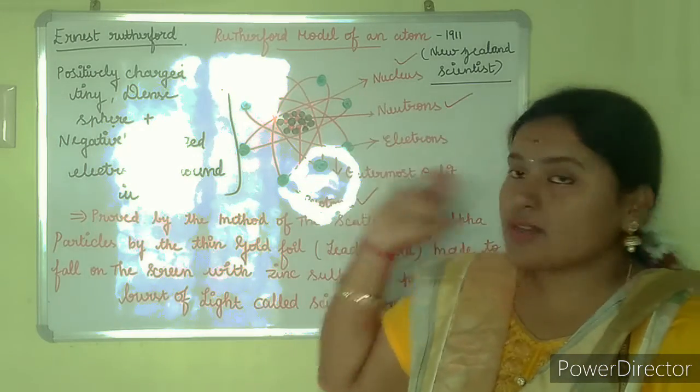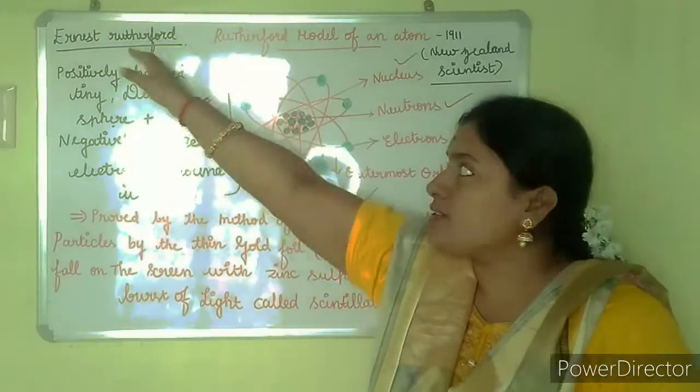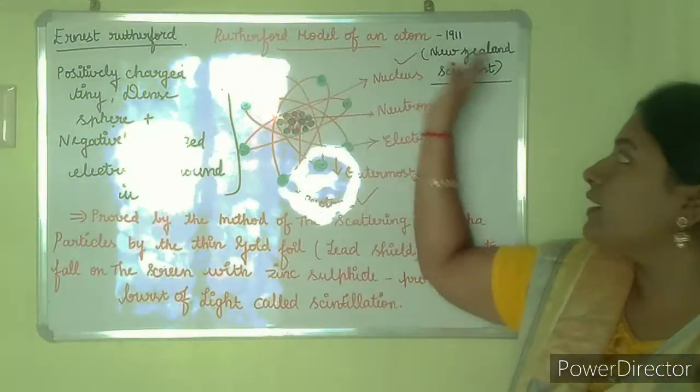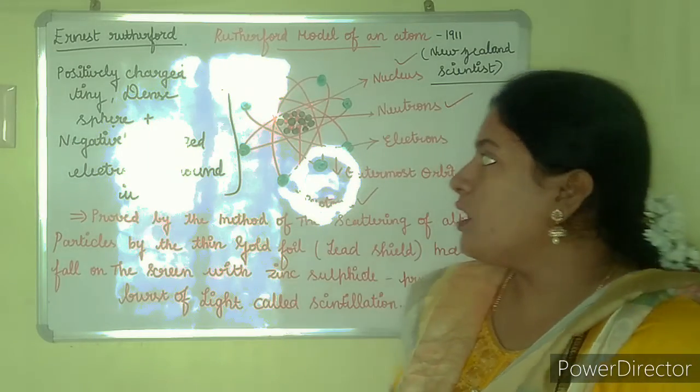It is otherwise called the planetary model of an atom, and it was proposed by a scientist called Ernest Rutherford in the year 1911. He was born in New Zealand. Is it clear? Okay, very good.